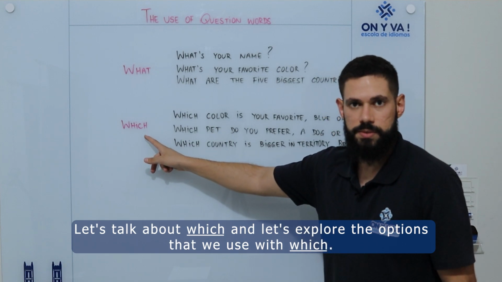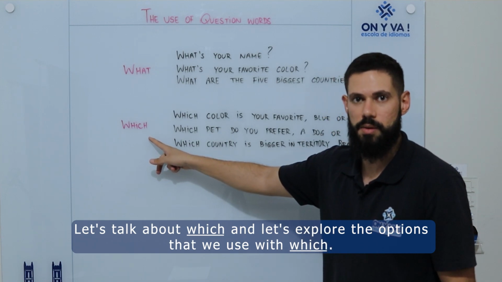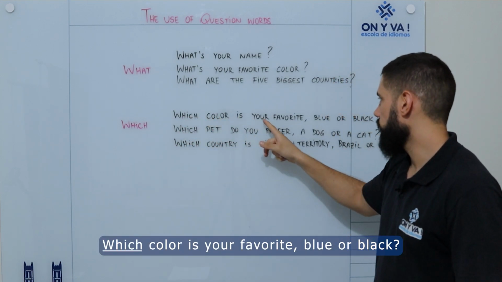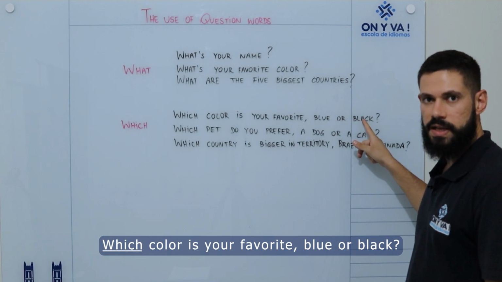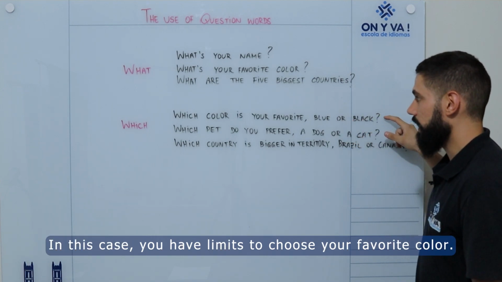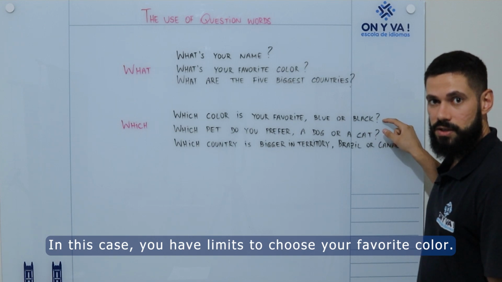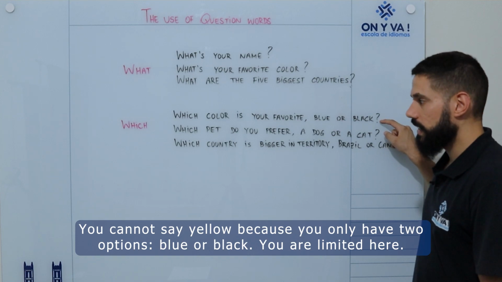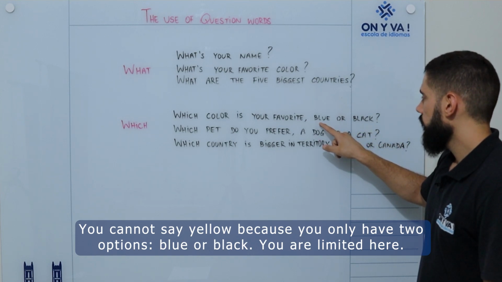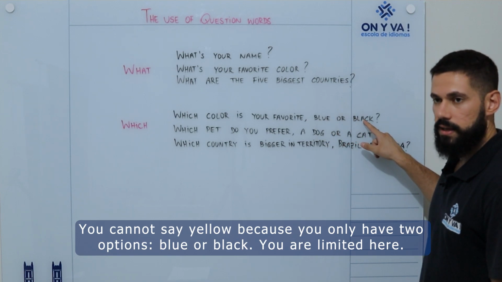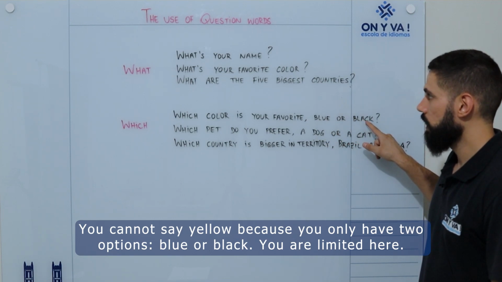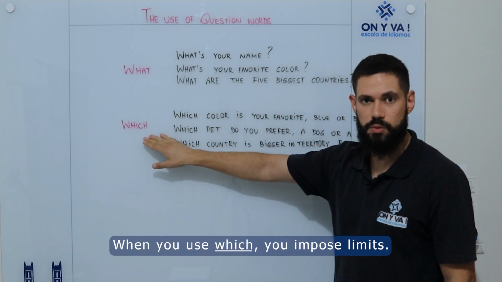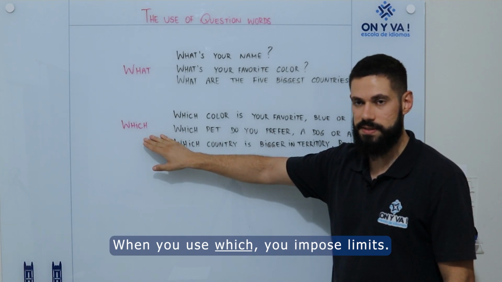Let's talk about which, and let's see the options that we use with which. Which color is your favorite, blue or black? In this case, you have limits to choose your favorite color. You cannot say yellow, because you just have 2 options. Blue or black. You are limited here. When you use what, you don't impose any limits. But when you use which, you impose limits.